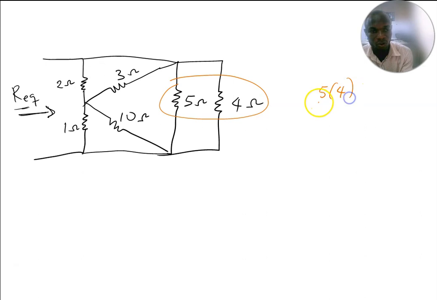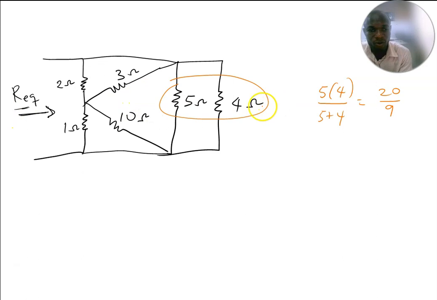Times 4, all on what? 5 plus 4. And this is going to give us 20 on 9. Please, if you get a fraction and there are a lot of decimals behind, don't convert it to decimals first. Just apply the fraction. And at the end, you get the right answer, a perfect answer for it.